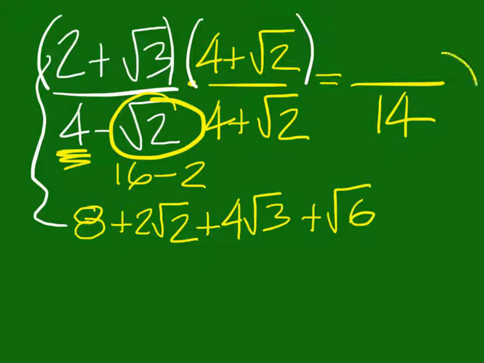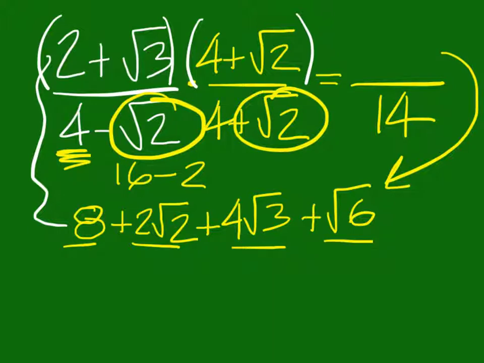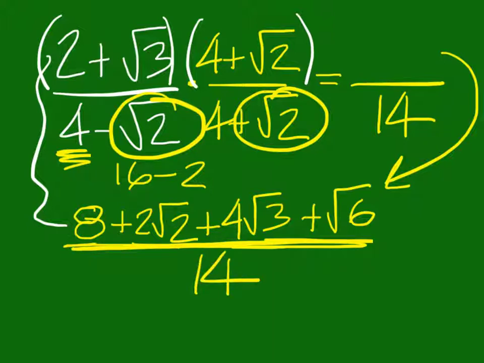So all of this is from the top, and we have to spend some time cleaning this up, if we can. We have 8, 2 square root of 2, and then 4 square root of 3, and then the square root of 6. We have a lot of different radical terms in there, but our main objective has been accomplished on the bottom. We no longer have a square root. So you can put all of this over the 14, which is the denominator.